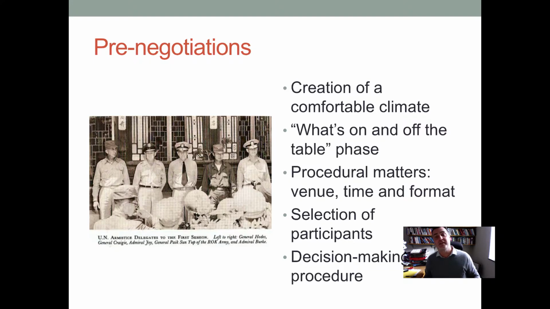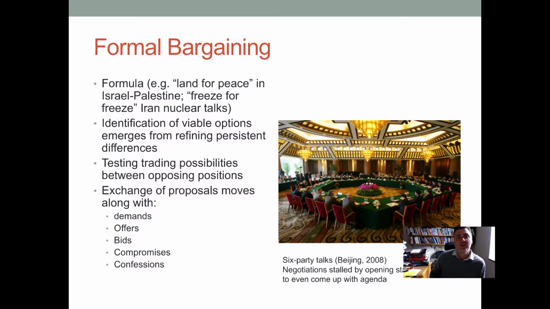That's important. Procedural matters: venue, time, and format, who is part of it, and what sort of decision-making structure you are employing. Formal bargaining. So I mentioned a formula. A formula is, for example, land for peace in Israel-Palestine. Israel will accept Palestinian sovereign statehood. In exchange, Palestinians will have a peace treaty with the Israelis. This was the formula which Secretary of State Schultz under Reagan came up with, and to this day it continues to direct what is now a largely defunct peace process between the Israelis and Palestinians. But that was important. Both parties agreed to the land for peace formula. Peace with Israel in exchange for land for Palestine.